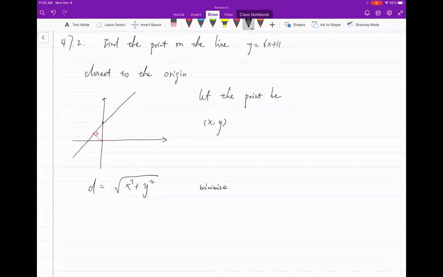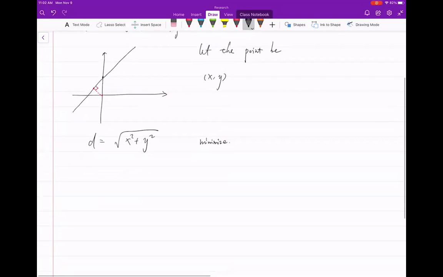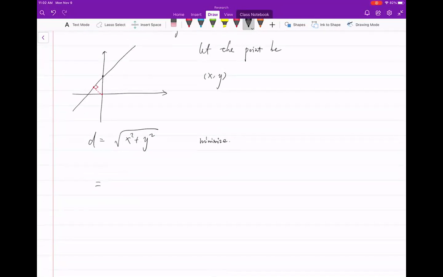Good so far? Now you have two variables. You wish x and y had a certain relationship, so you can convert y to x, and you only have one variable. Of course, it's on the line. If you pick an x, your y is definitely going to be 6x plus 11. So basically, your job is to minimize this distance here.